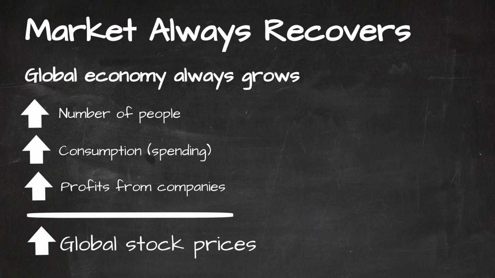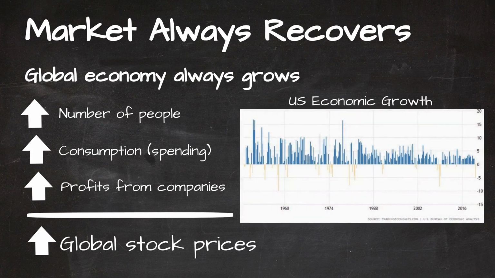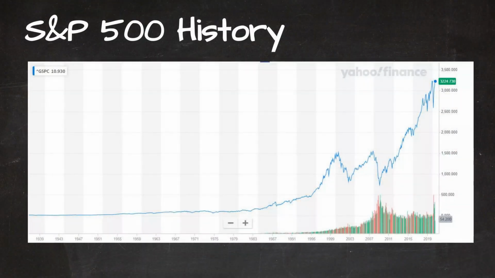If you look at the US economy, which is currently an important driver of the global economy, and you look back over the last 50 years, you see that the economy has always grown with the exception of a few years. And if you then look at how the US stock market performed, you see that it goes up and it goes down, but the trend is upwards.